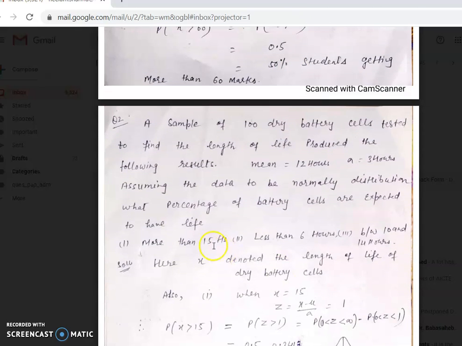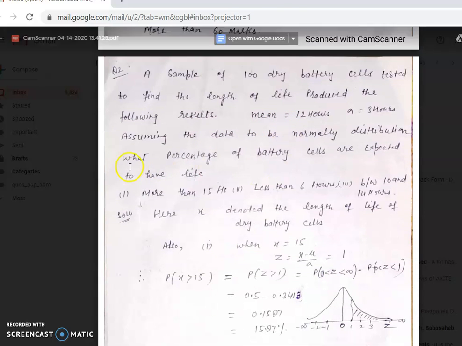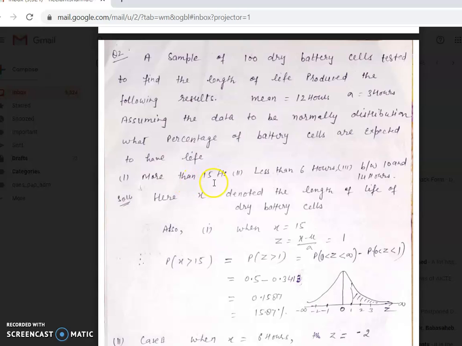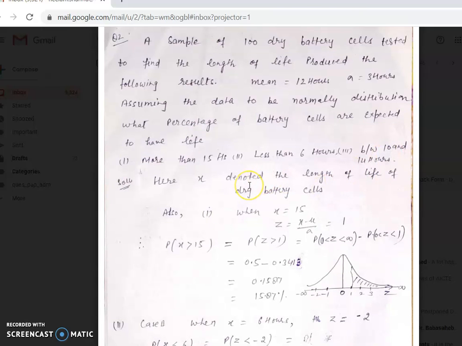This is the second example. A sample of 100 dry battery cells tested to find the length of life produced the following results: mean 12 hours and sigma 3 hours. Assuming the data to be normally distributed, what percentage of battery cells are expected to have a life: first, more than 15 hours; second, less than 6 hours; third, between 10 and 14 hours. Let x denote the length of life of the dry battery cells.